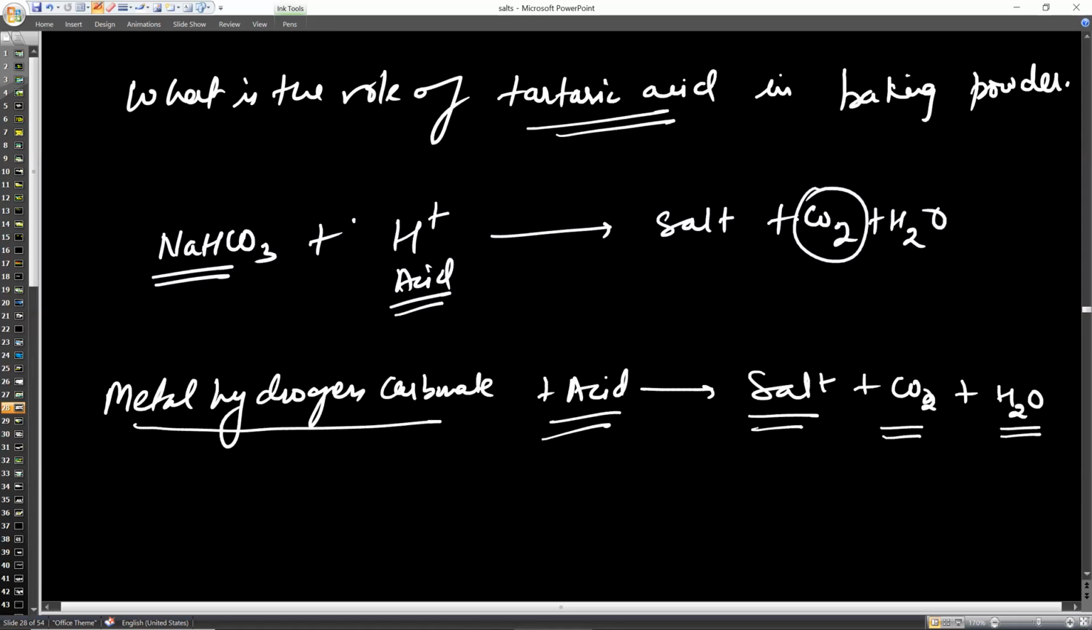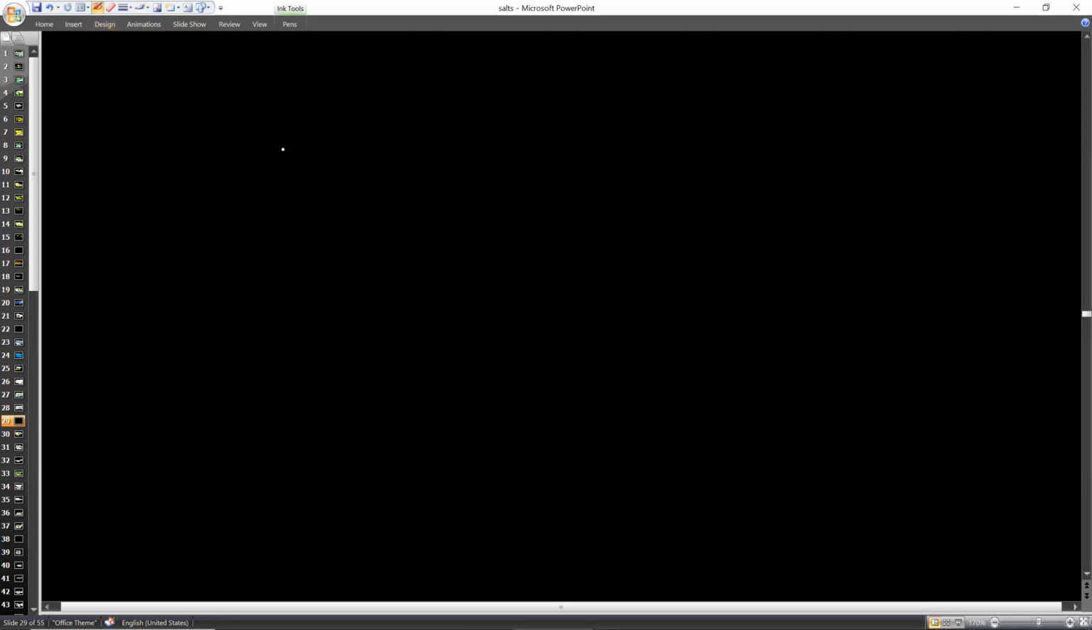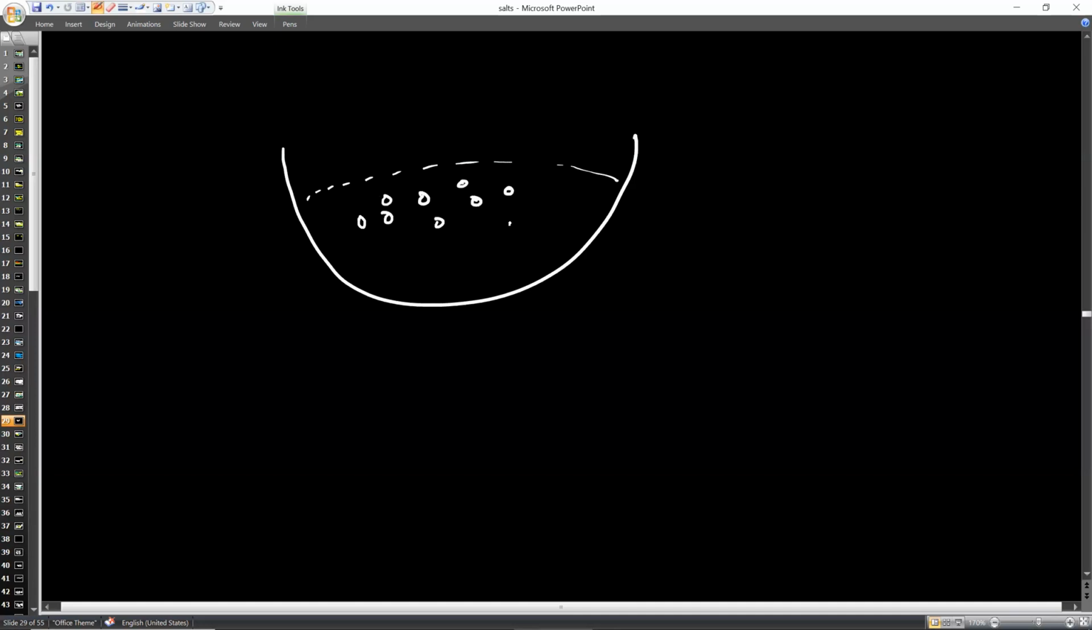And we require this carbon dioxide in order to make the bread fluffy. When we add baking soda or baking powder to a dough, and tartaric acid and sodium hydrogen carbonate are mixed together, the reaction will start and it will start producing carbon dioxide, and this carbon dioxide gets trapped in the dough.